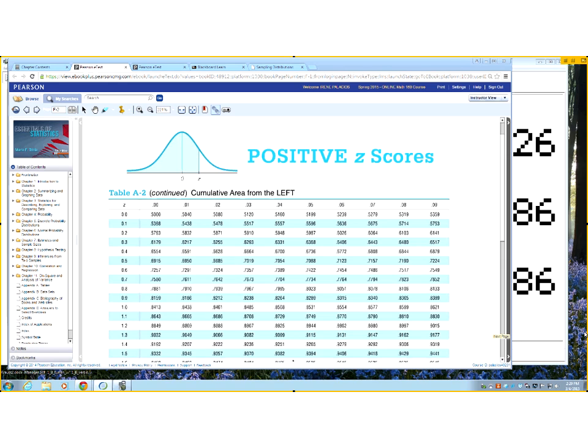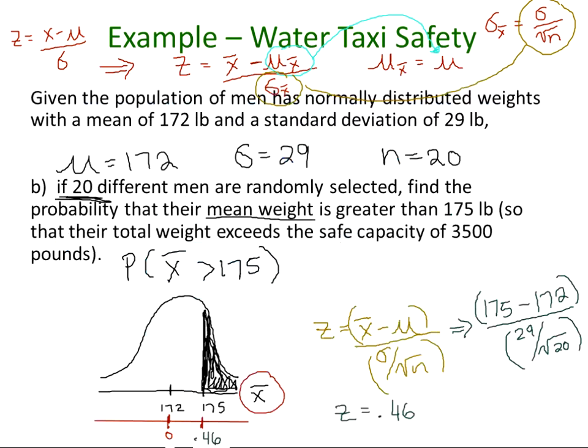0.6772. So you look up a z-score of 0.46, and that's what you get, 0.6772. Is everybody okay with that? Okay. So that's what the area to the left is, not the area to the right, but the area to the left. Of course, that's not our answer.